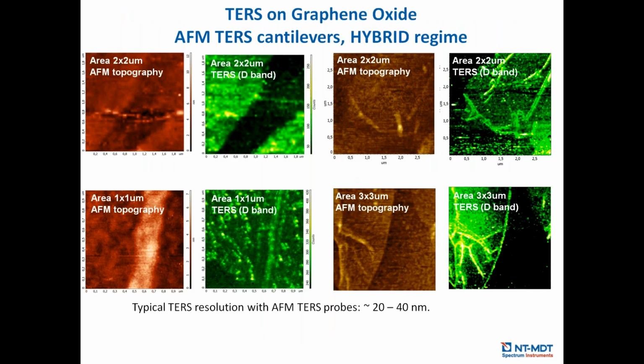Here are some other examples of graphene oxide on the gold substrate. To measure such samples, it's important to be very accurate in the feedback and to stay as long as possible with the interaction with the surface. I mean, to stay close to the surface as long as possible during the spectra acquisition. So for these purposes, we use the so-called hybrid mode regime, which allows us to be delicate with such samples and to stay about half of the time in close interaction with the sample.